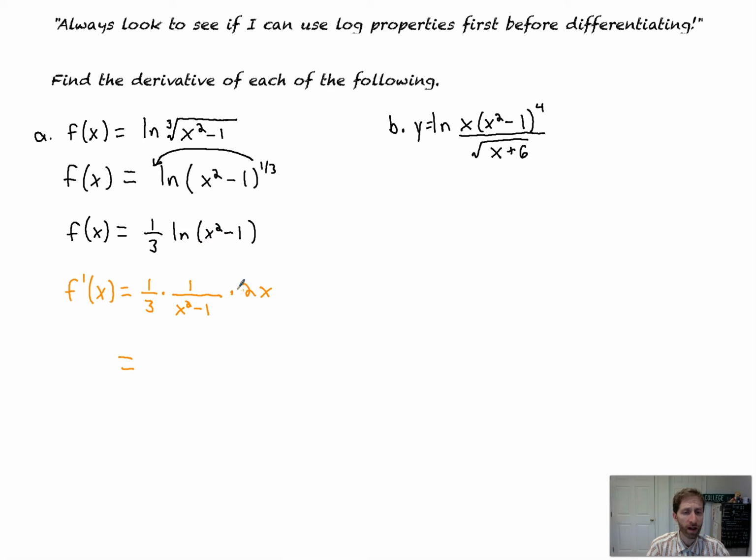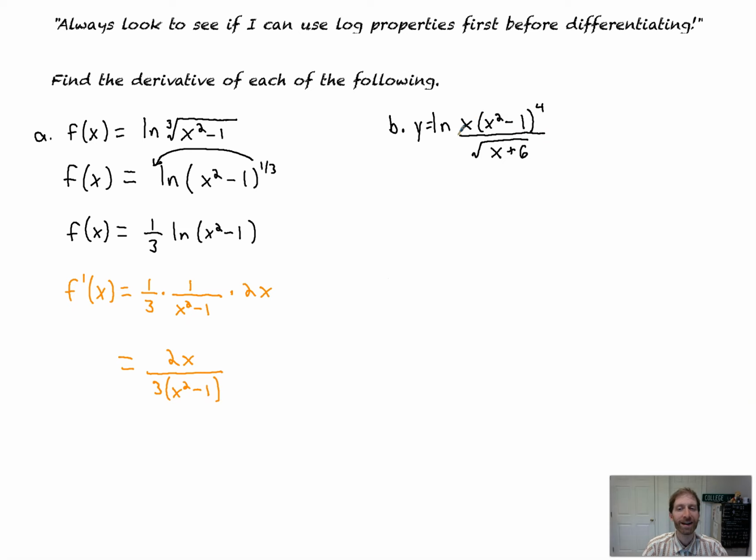So let's simplify this out. I'll have 2x in the numerator, 2x times those two 1s, all over 3 times all of this. Now I'm going to leave it as 3 times x squared minus 1. If your teacher wants you to distribute it, you could have written it as 3x squared minus 3. It's fine that way.